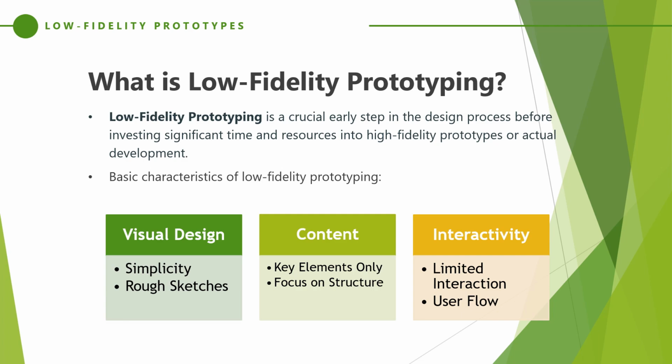Next is about content. So, we only show key elements, okay? In low fidelity prototypes, only the key essential elements of the app's content are included. And this means that detailed content and data are often not presented. Instead, placeholders or generic content are used to demonstrate the core functionality. The primary focus here is on the arrangement and the hierarchy of the elements. So we focus on the structure, such as buttons, menus, and navigation. And this helps designers and stakeholders to understand how information will be organized within the app.